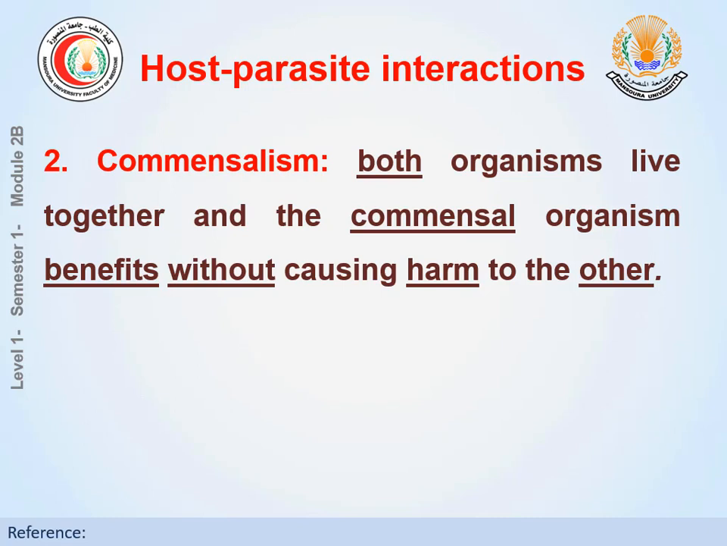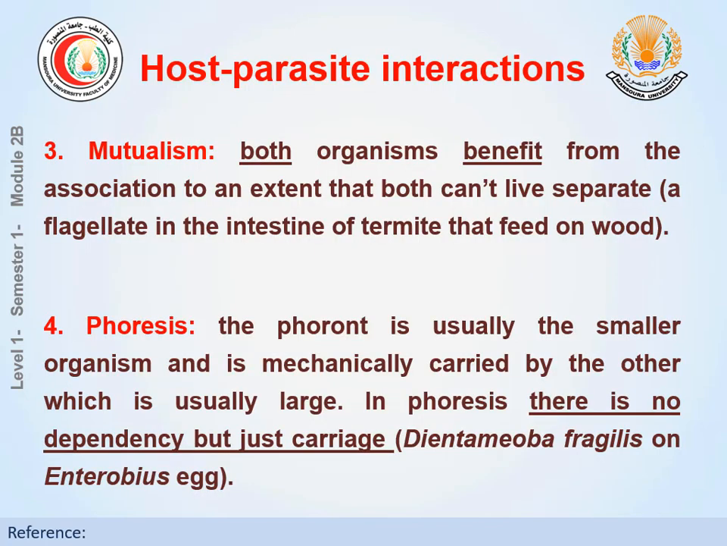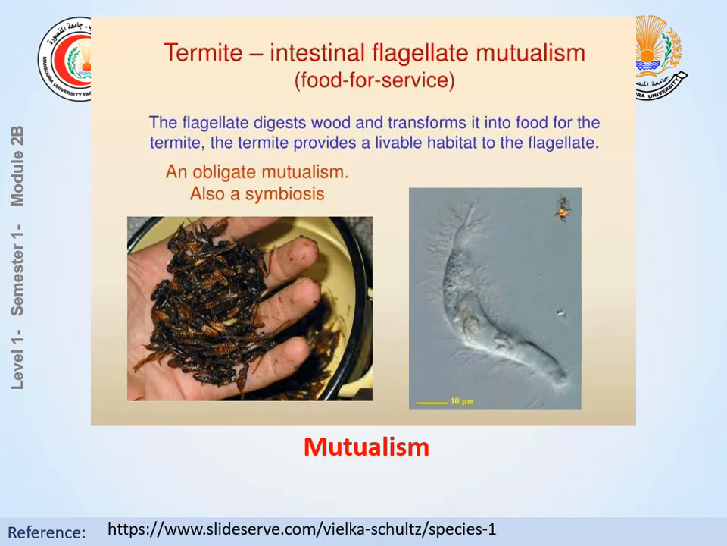In commensalism, both organisms live together and the commensal organism benefits without causing harm to the other. In mutualism, both organisms benefit from the association. In the 4th type, the phoresis, there is no dependency but just carriage. Here is an example of a mutual relation between termites that provide a home for intestinal flagellates that in turn digest wood that the termite feeds on.